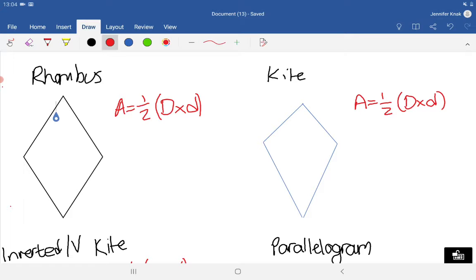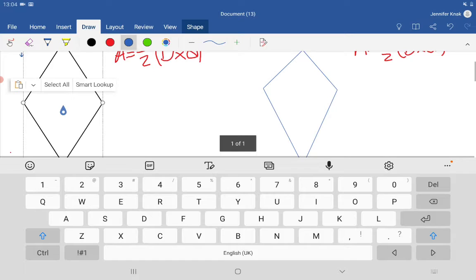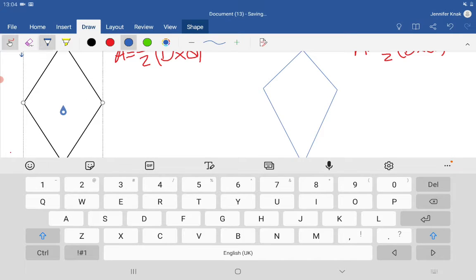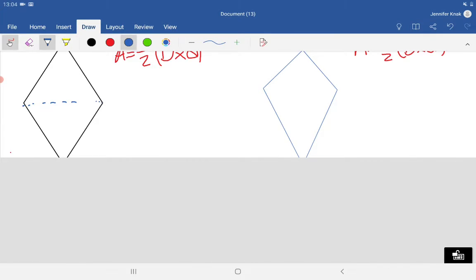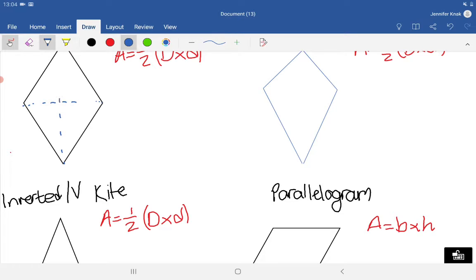Now, for the rhombus and the two kites, the formula is the area is half times d times d. Now the d stands for the diagonals. The diagonal of your rhombus is where you've got corner to corner. So if I just sketch that on here, okay, the diagonal of your rhombus is corner to corner that way and corner to corner this way.